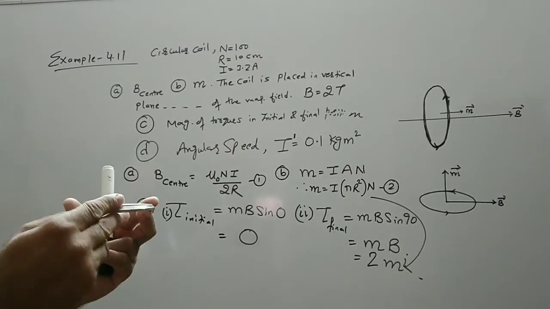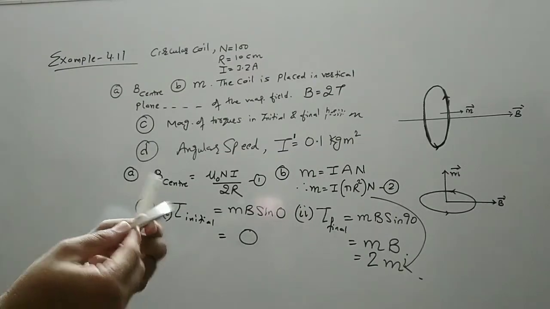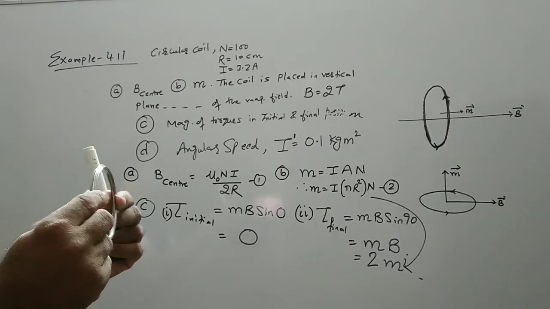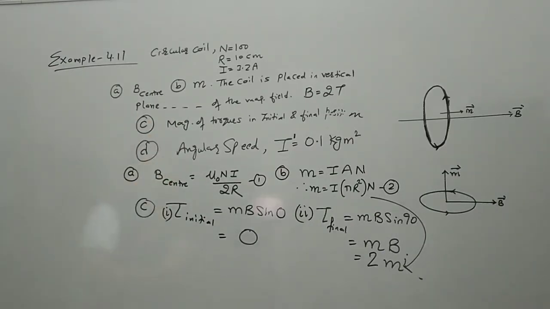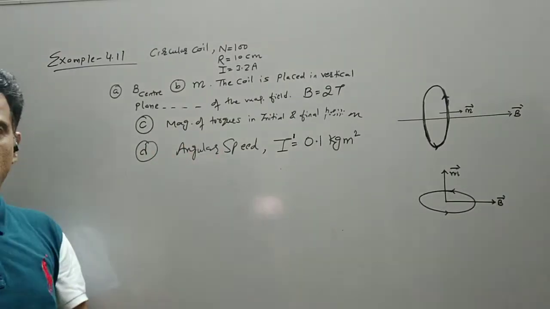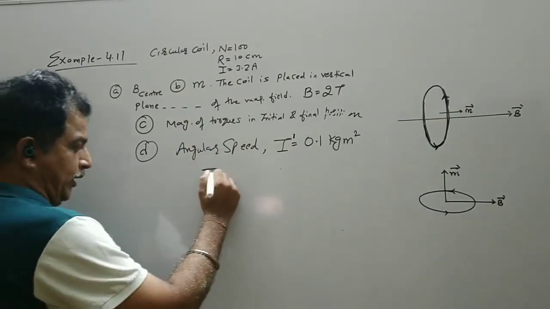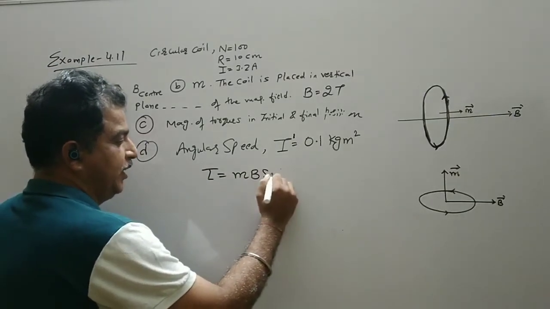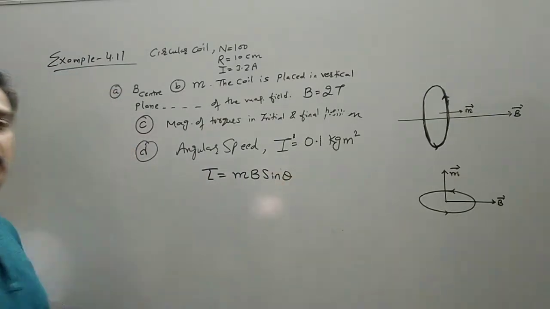So what is its angular speed? Now it has rotated by 90 degrees. So earlier it was like this. Now this is the final position. So what is the angular speed at 90 degrees? So when it rotated by an angle of 90 degrees. Now let us find out the angular speed. Now we know that tau is equal to MB sin theta. This is our general formula.